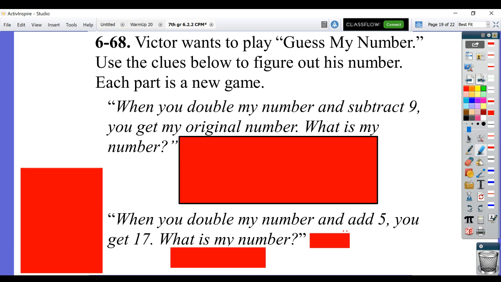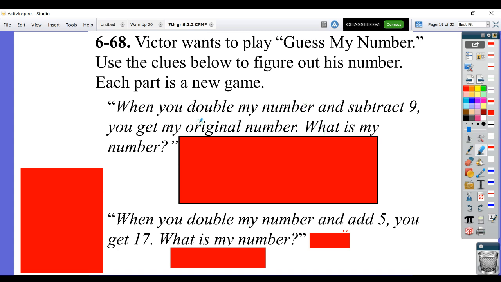For 668, Victor wants to play Guess My Number. You're going to use these clues to figure out his number. So he says, when you double my number and subtract 9, you get my original number. What is my number? So you double it and then subtract 9, right? So you need to think about what the number would be. All right, now you can solve this algebraically. You can reason it out.